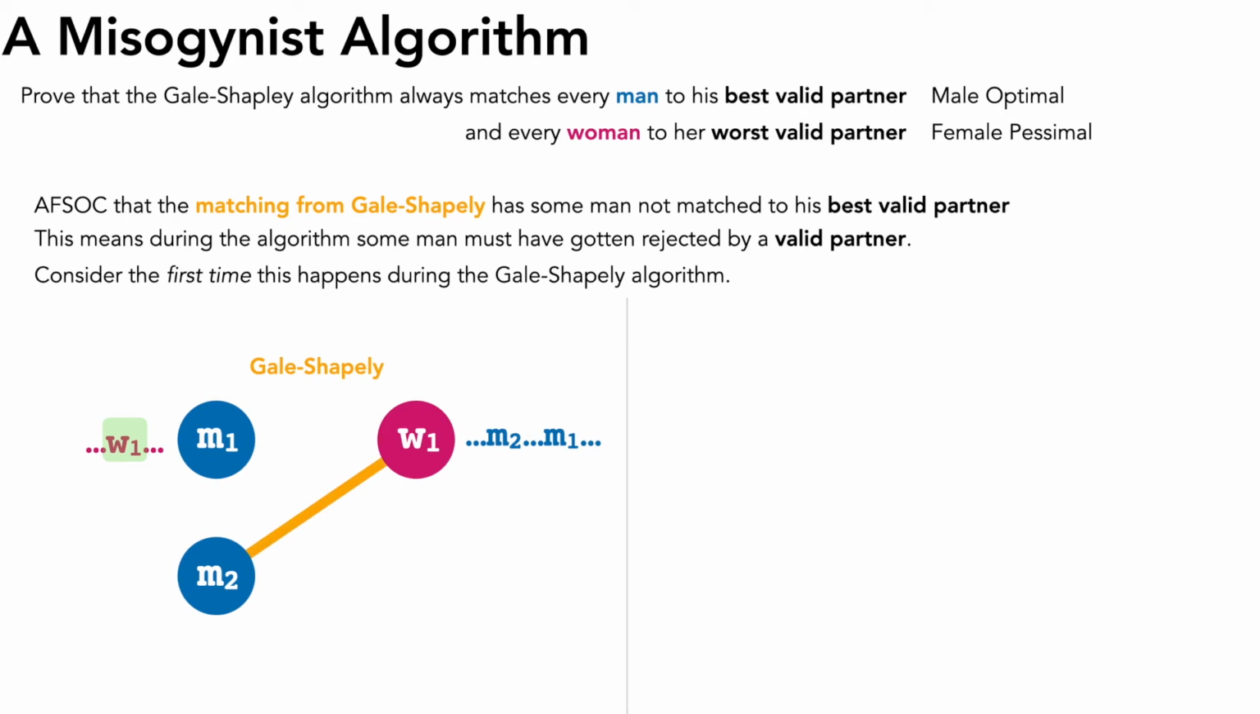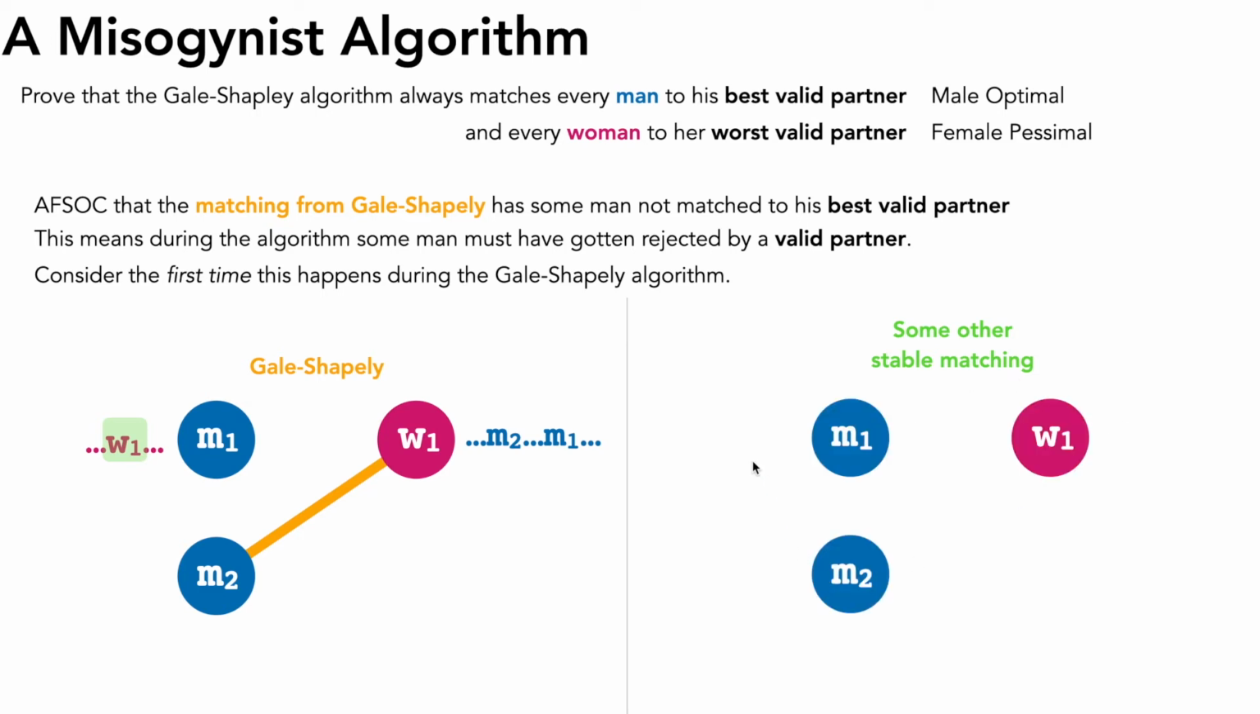We can still learn a little bit more from this setup though, because we know that woman 1 is a valid partner for man 1. That means there's some other stable matching, not the Gale-Shapley one, where they are matched. So in this other setup, we've got the same man, the same woman, the same other man, the same preference lists, but in this setup, man 1 and woman 1 are matched to each other.